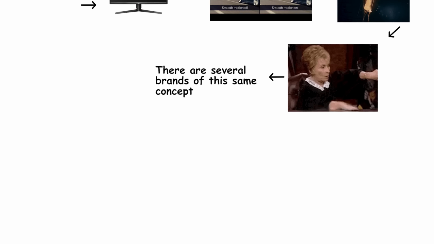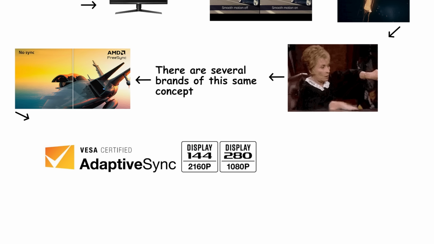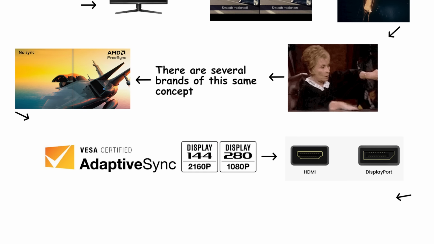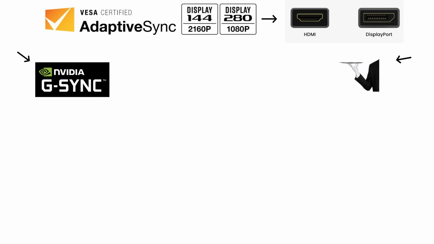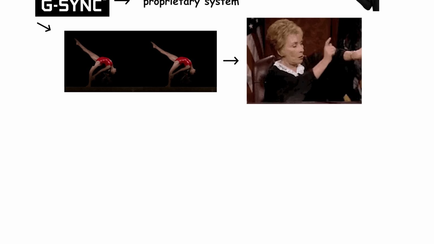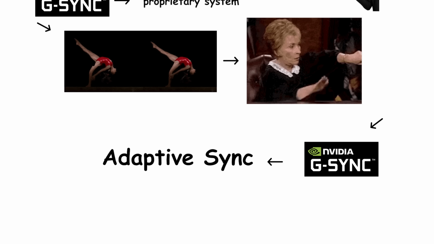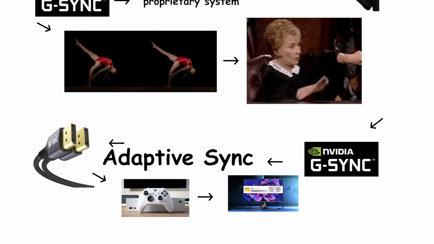There are several brands of this same concept. AMD's FreeSync is based on the open VESA Adaptive Sync standard, meaning it works over standard DisplayPort and HDMI cables without special hardware. NVIDIA's G-Sync started as a proprietary system that used a dedicated hardware module inside the monitor for tighter frame timing, though most modern G-Sync-compatible displays simply use Adaptive Sync under certification. HDMI Variable Refresh Rate (VRR) works similarly for consoles, syncing display updates with console frame output, which is why 120 Hz TVs now advertise it so proudly.